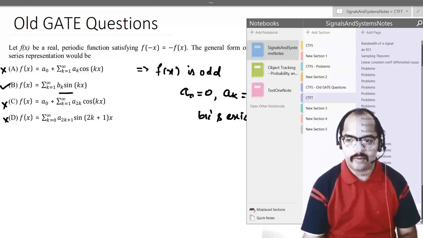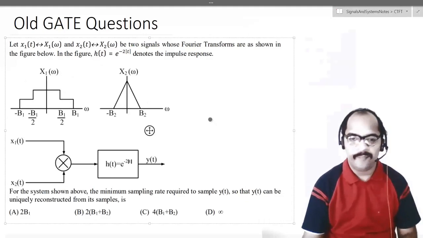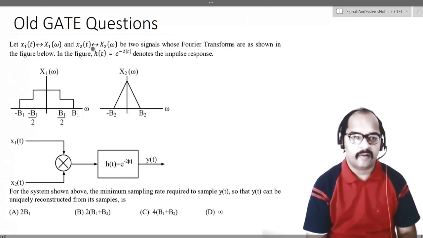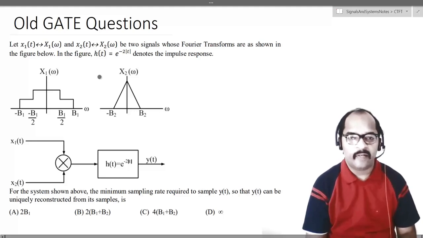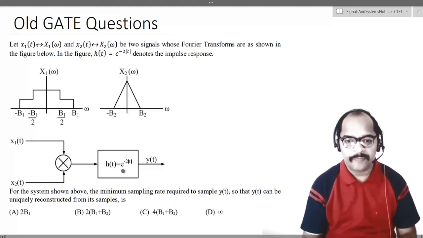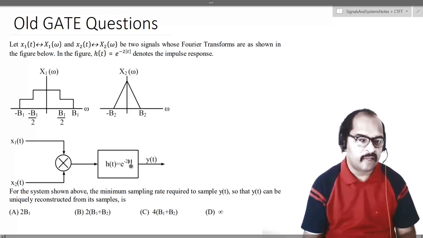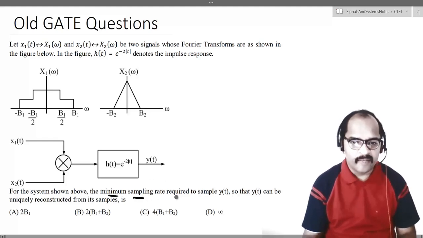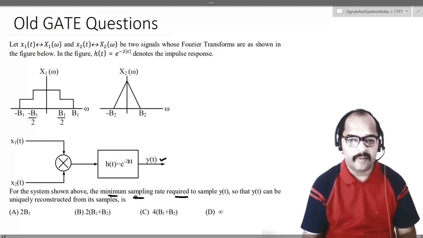Right, so let's go to the next problem. It is this. Okay, so what is given? x1 of t has x1 of j omega and x2 of t has x2 of j omega as the Fourier transforms. The product of x1 and x2 is passed through an LTI system with impulse response h of t equal to e power minus 2 mod t. So the question is, what is the minimum sampling rate required to sample y of t?